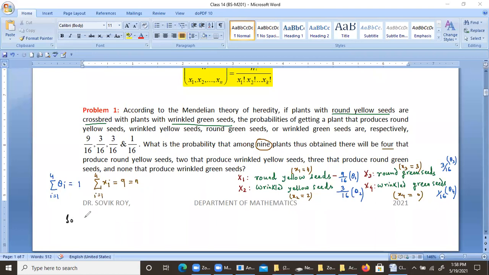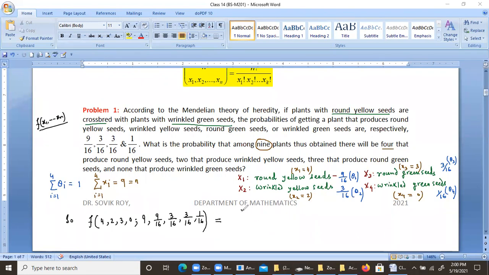So the probability that, if you want to stick to the notation given in the definition, which is written as small f, not capital P. So we are to find here small f of x is the probability. Remember, f(x1, ..., xn), this is the probability I'm talking about. So we want to find the probability that there will be 4 round yellow seeds, 2 wrinkled yellow seeds, 3 round green seeds, 0 wrinkled green seeds, put a semicolon. You are studying 9 seeds. The probabilities respectively are given to be 9 by 16, 3 by 16, 3 by 16, 1 by 16.